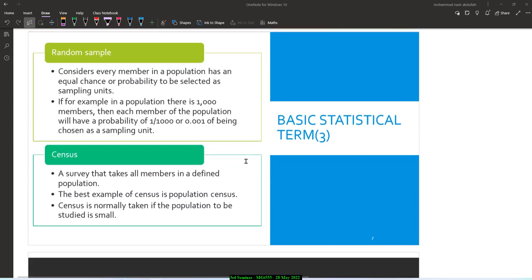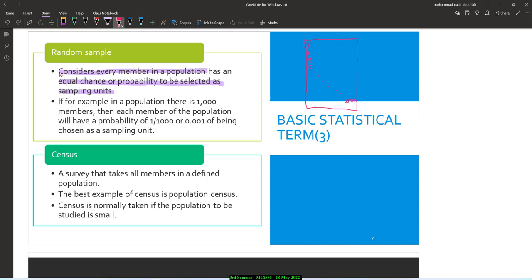Okay, so next we look at random sample. A random sample means that we consider every member in the population to have an equal chance or probability of being selected as a sampling unit. For example, I mentioned a sampling frame earlier. So we have a list of all members, all students in UiTM Tapah. Let's say number 1, number 2, number 3 until 5,000.